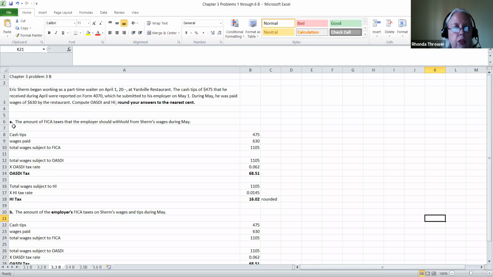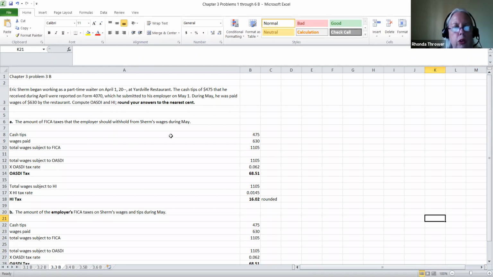So there's two parts to this, A and B. In A, they want you to figure out the amount of the FICA taxes that the employer should withhold from Sherm's wages during May. And FICA taxes are your OASDI and the HI. That's the Federal Insurance Contributions Act, where all these taxes came about. OASDI is Social Security, and HI is Medicare.